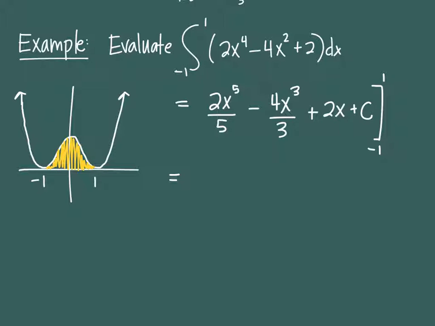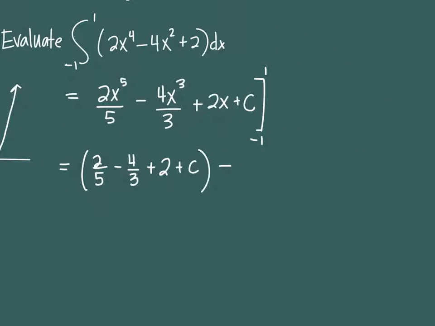And now you just drop the values in. So you start with the upper value. And so when we plug 1 in, we're going to get 2/5 minus, and then we plug 1 in again, we get 4/3, plus, put 1 in again, we get 2, and then plus c. So 2/5 minus 4/3 plus 2 plus c, minus the lower bound plugged in. So when I put the lower bound in, I'm going to get -2/5. I'm going to get positive 4/3. I'm going to get -2, and I still have a plus c.